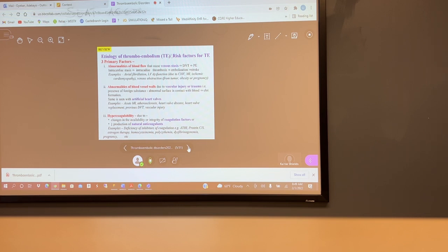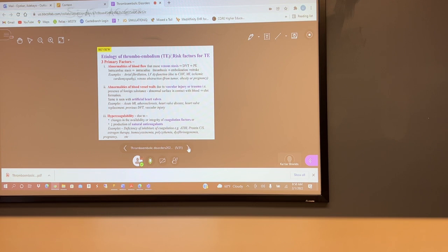Now, when it comes to looking at the etiology of thromboembolism or the risk factors in thromboembolism, there are three primary factors. One, this is abnormalities of blood flow. And when I started this class, the first thing I mentioned to you is the importance of continuous blood flow. So if the blood is not flowing continuously, then it causes venous stasis. And it's that venous stasis that gives rise to DVT, that gives rise to pulmonary embolism, which is the primary complication of DVT. And how can venous stasis occur?